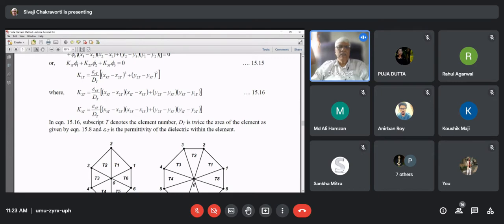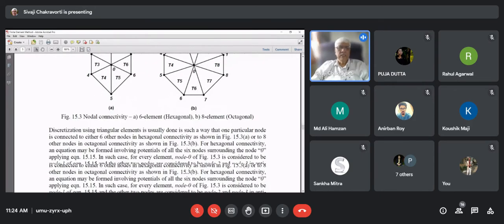That means when I am going for multi-dielectric calculation or derivation, in FEM it is so simple. What we have to do is simply make sure that within a triangle this epsilon r should not change.